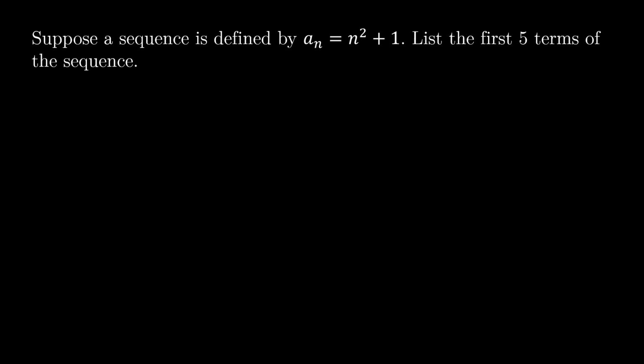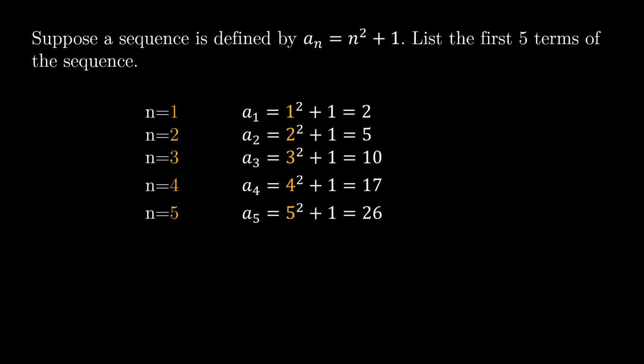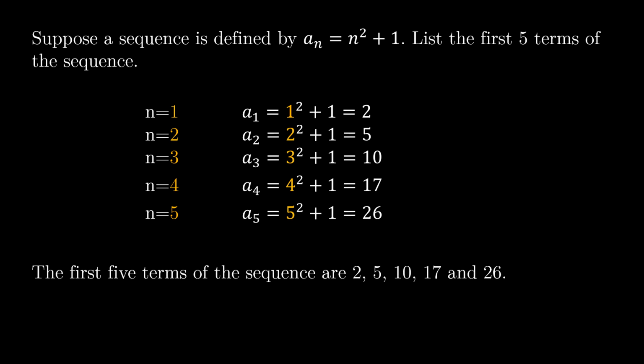Now suppose a sequence is defined by a sub n equals n squared plus 1. List the first 5 terms of the sequence. We have a sub 1 equals 1 squared plus 1, that is 2. Our second term is 2 squared plus 1 equals 5. Our third term, n equals 3, or a sub 3, is 3 squared plus 1, that is 10. Then our fourth term is 4 squared plus 1, that is 17. Our fifth term is 25 plus 1, that is 26. Therefore, the first 5 terms of the sequence are 2, 5, 10, 17, and 26.